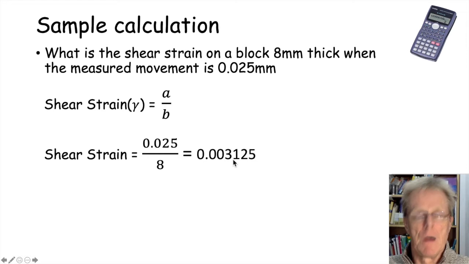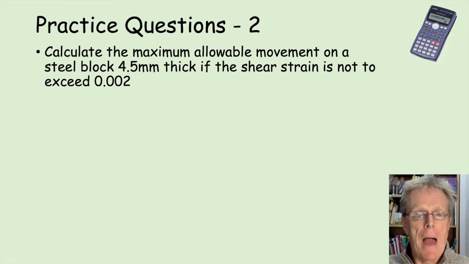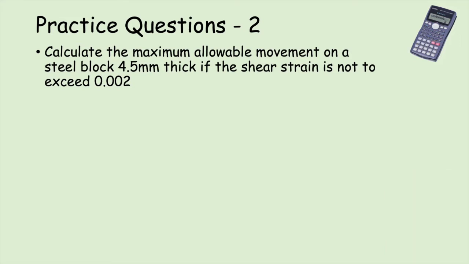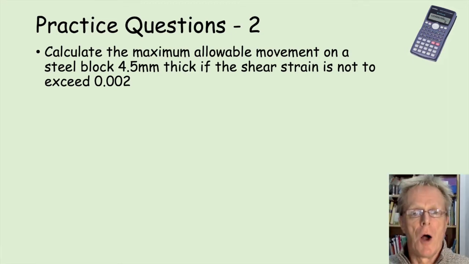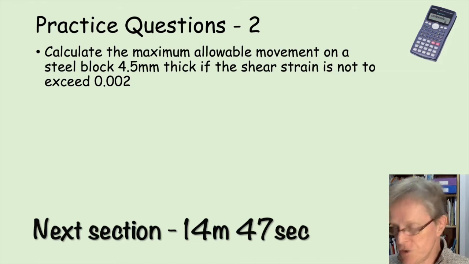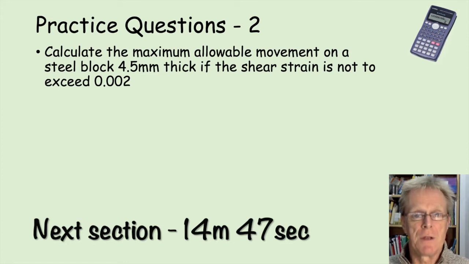0.003125. So, as you would expect, here's a question for you to have a go at based on shear strain. And here it is. So read through the question, and then when you're ready, have a go at it. So pause the video now. Okay, so the answer you should have got is 0.009 millimeters. If you got that and you're comfortable with how you did it, well done. Jump on to the next section. Otherwise, I can go through it for you.